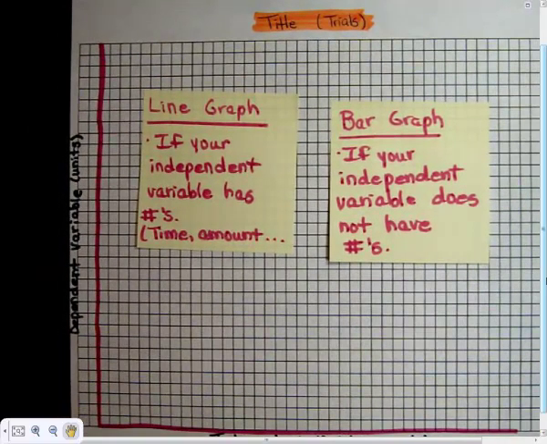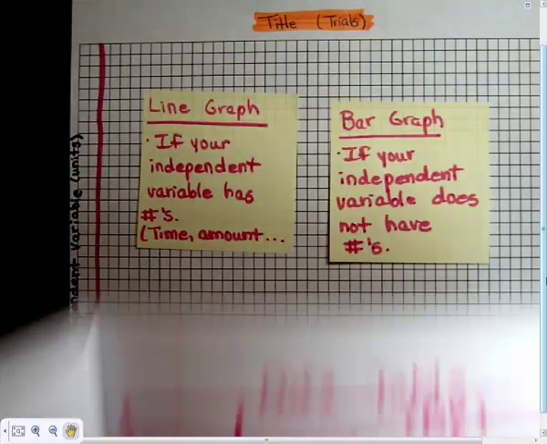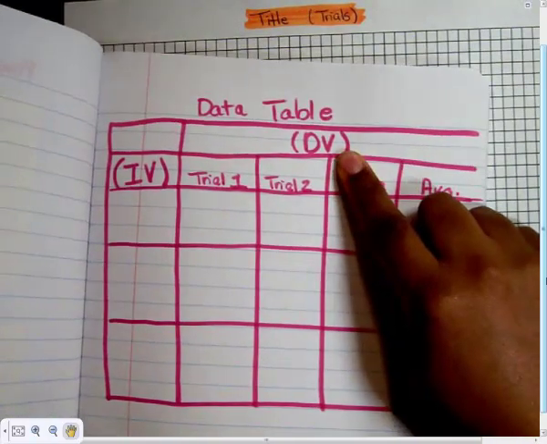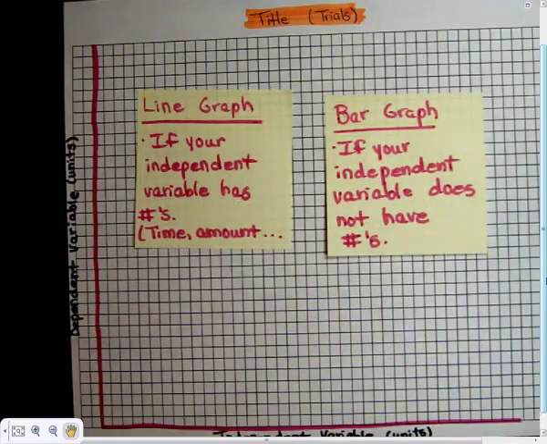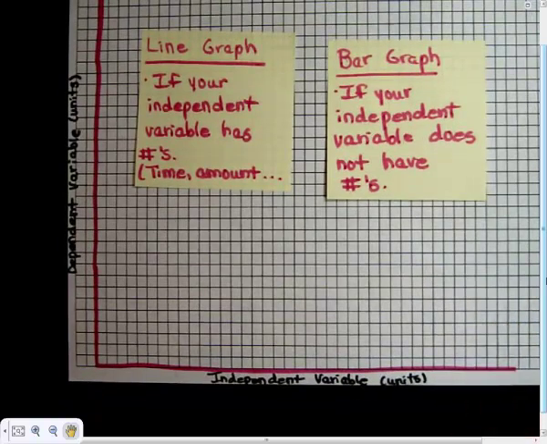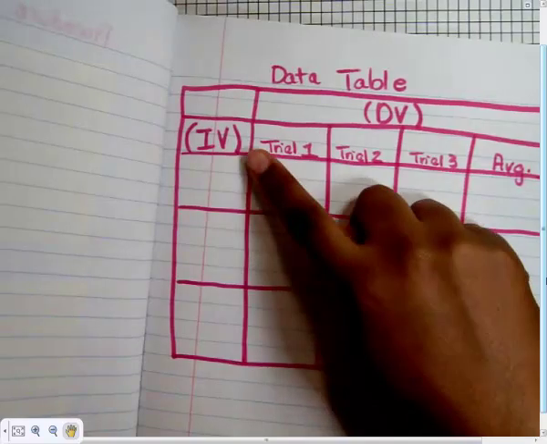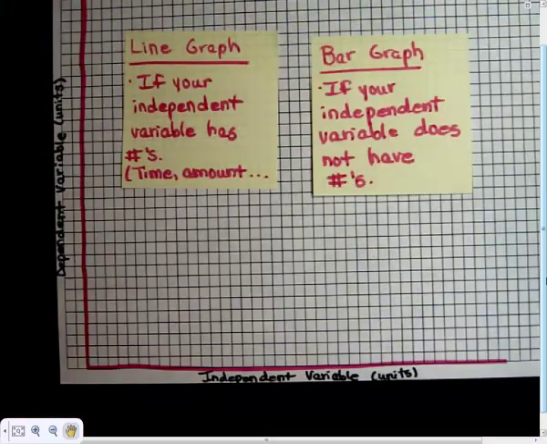On the y-axis is where your dependent variable goes. So whatever your dependent variable was in your data table, that's going to go on the y-axis, and make sure you put your units. The x-axis is where your independent variable is going to go. So whatever your independent variable was from your data table, that's what's going to go at the bottom. Make sure you include your units.